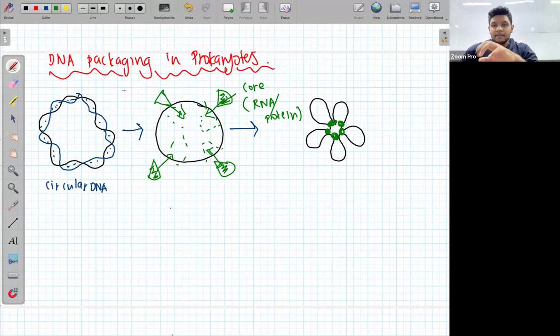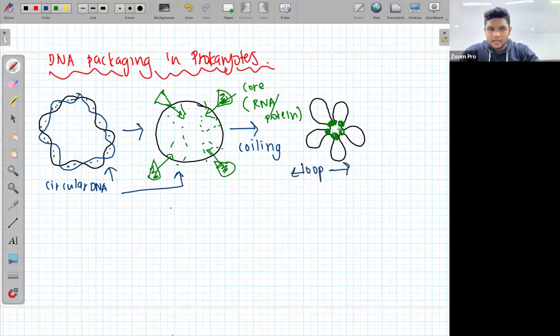Now what happens is this process where the cores assemble and help the DNA to form into a separate shape of structure. This process is called coiling. So this is circular DNA, right? After the process of coiling, the DNA turns into a structure called a loop. Now this is the loop.